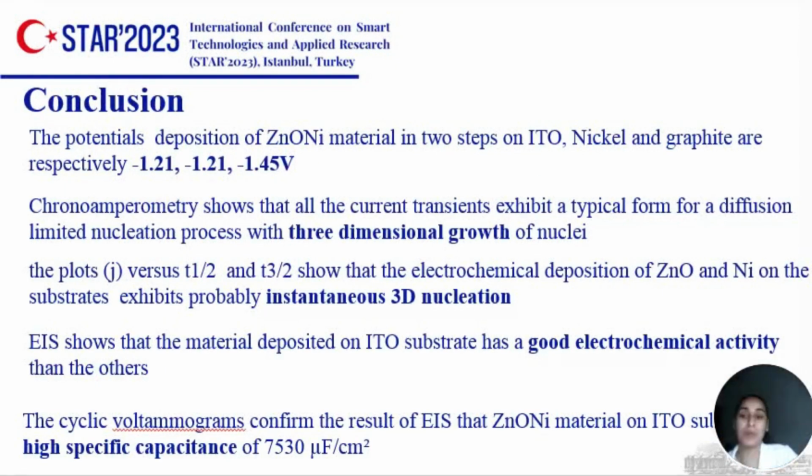To sum up, all the current transients exhibit a three-dimensional growth of nuclei. The electrochemical deposition of zinc oxide and nickel on the substrates exhibits probably instantaneous 3D nucleation. Material deposited on the indium tin oxide substrate has a good electrochemical activity and has high specific capacitance.